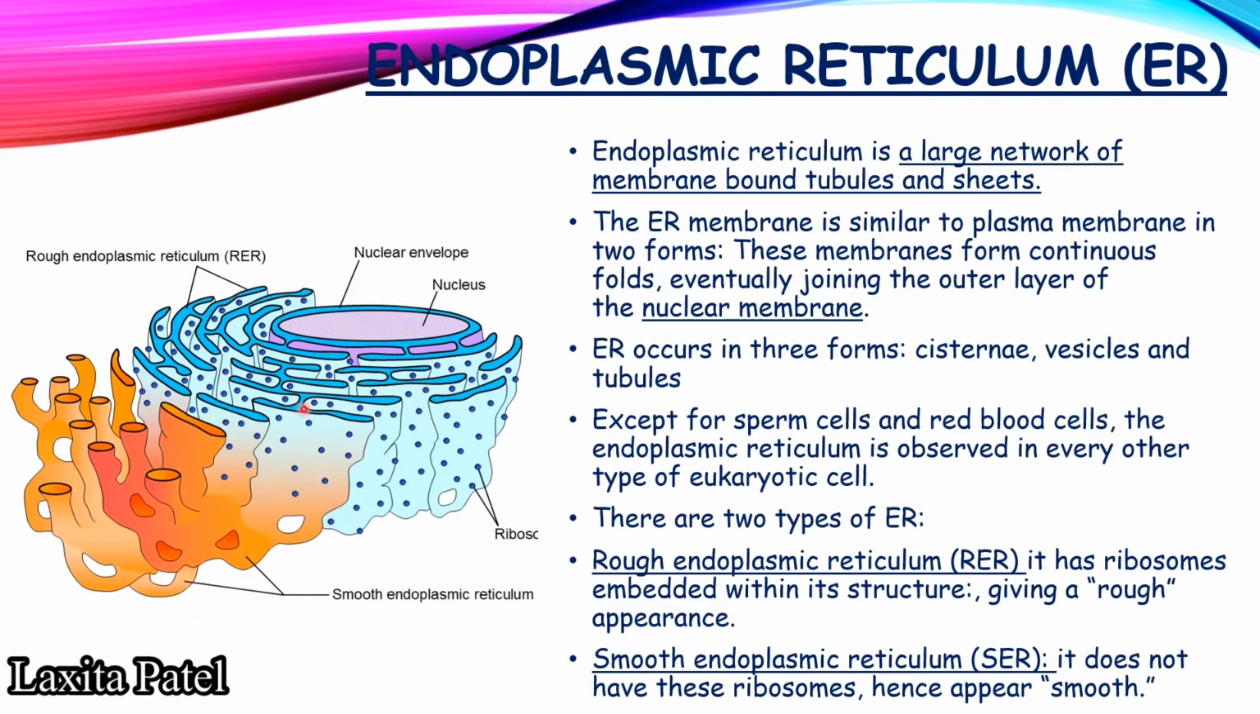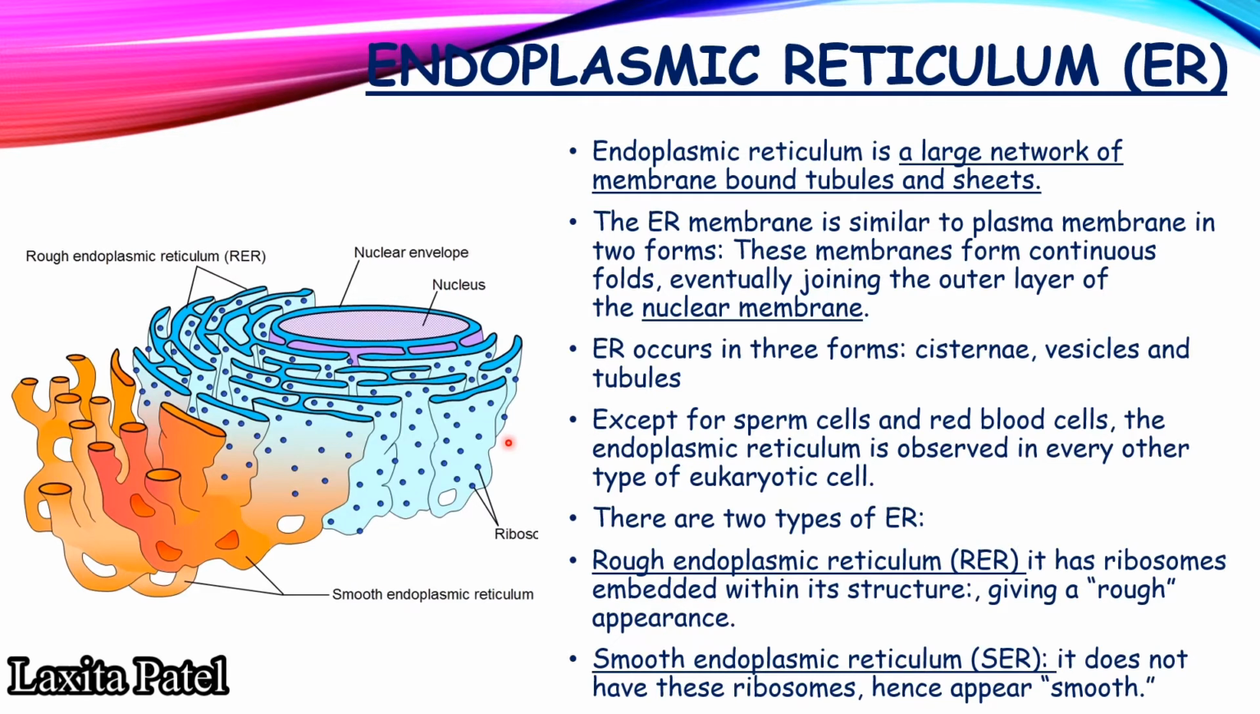These foldings of the membrane or sheet-like structures which we are seeing here are called cisternae. And there are many sac-like structures present around the endoplasmic reticulum, associated with the membranes. Such sac-like structures are called vesicles.